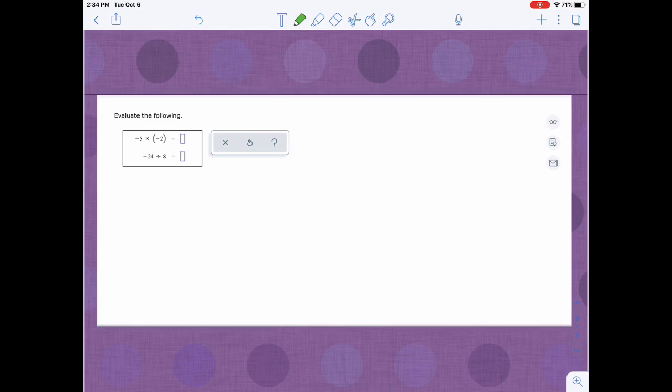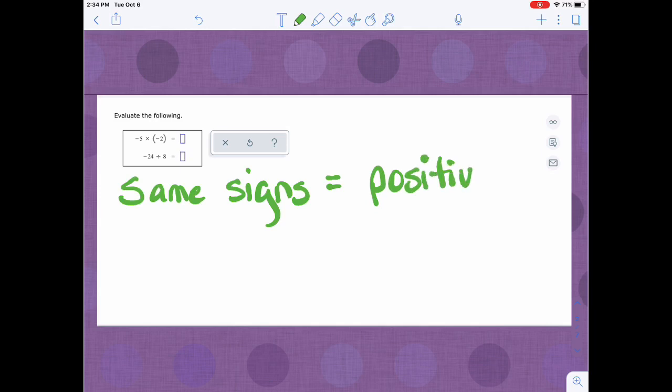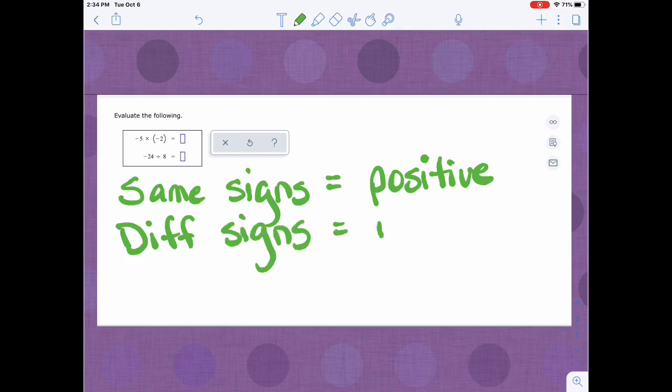All right, let's move into multiplying and dividing. When we multiply and divide, it's a little bit easier. We always just do the multiplying and dividing, and then we have to figure out what sign we have. If we have same signs, whether they're positive or negative, we're going to get positive in the end. And when we have different signs, it's always going to be negative in the end.